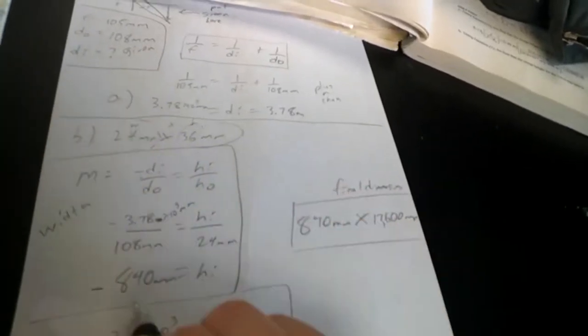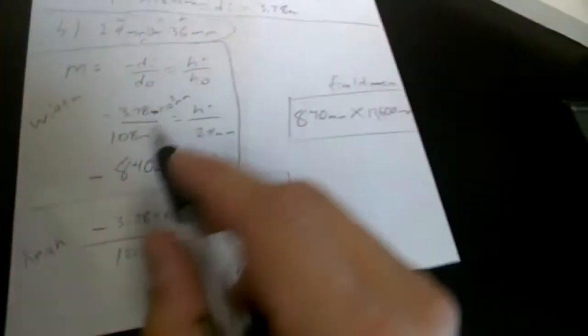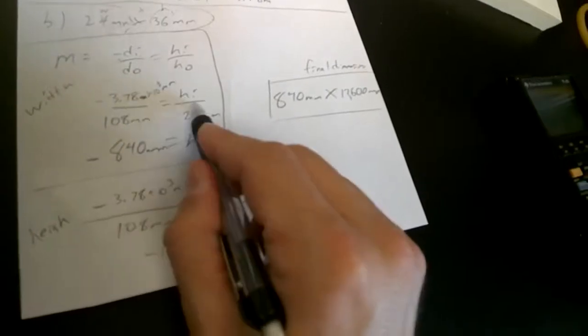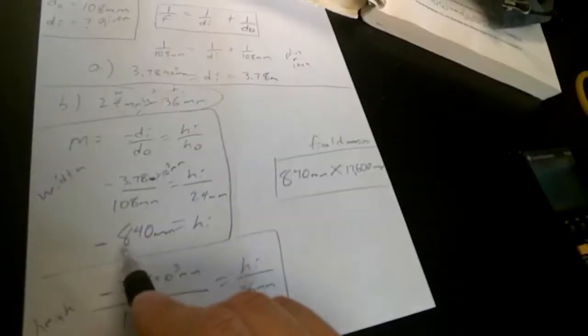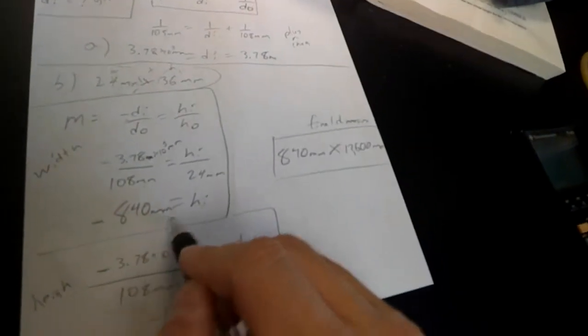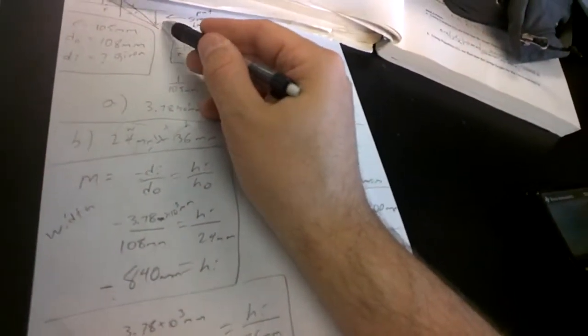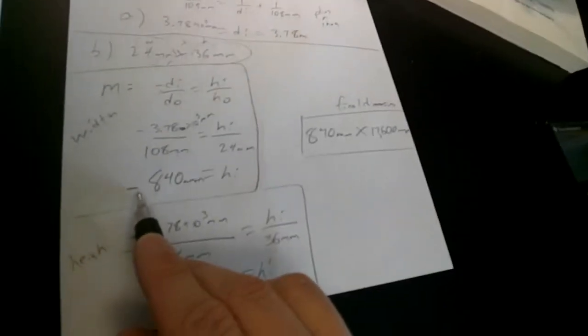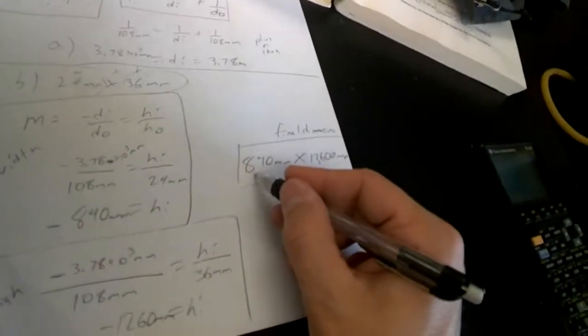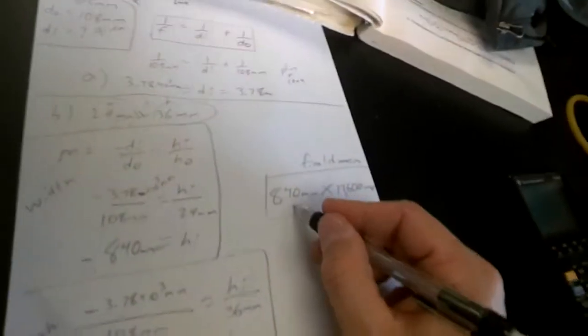At this point, just take this, divide by this, multiply by 24, and you will get, sorry, again, solve for HI here on your calculator, and you'll get negative 840 millimeters. The negative makes sense because we have an inverted image. However, when we're talking about the dimensions of something, we don't really need the negative. There's not a negative dimension. So we'll have 840 millimeters by something. And it's bigger. That's good.